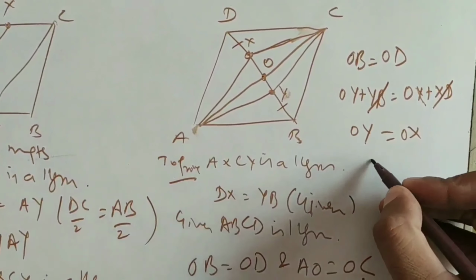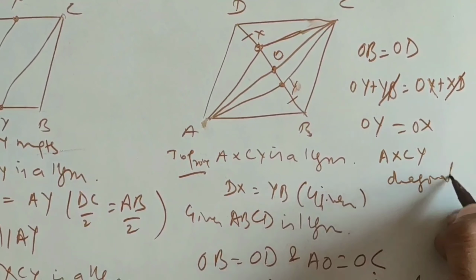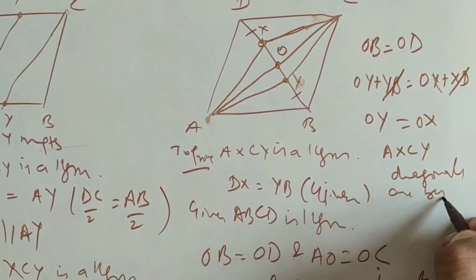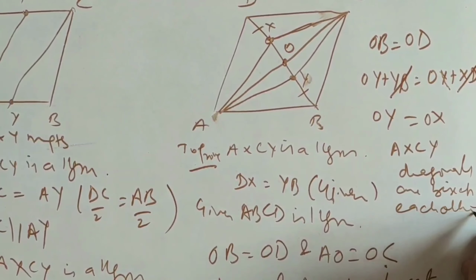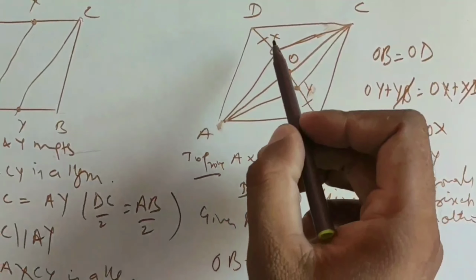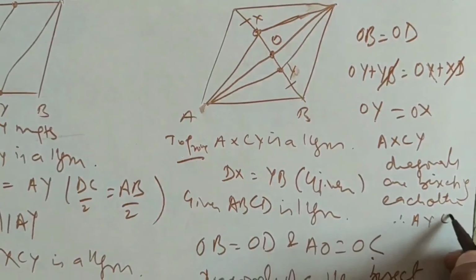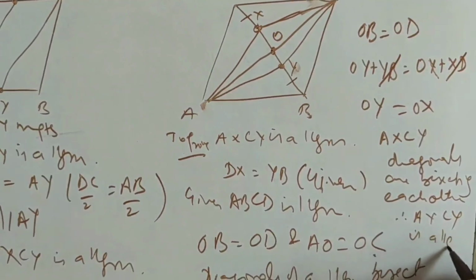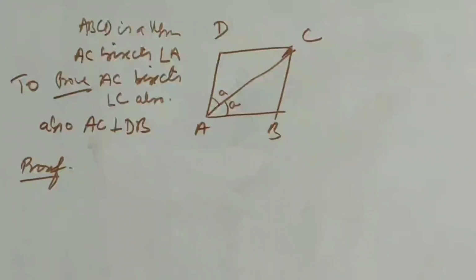Now we can see in AXCY the diagonals are bisecting each other. How? Because AO is equal to OC, we already know that, and now we have OX equal to OY. So therefore AXCY is a parallelogram.